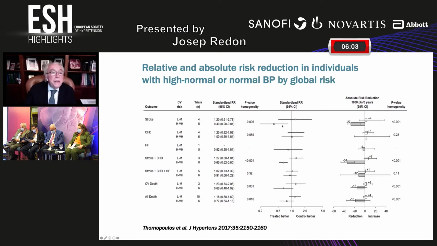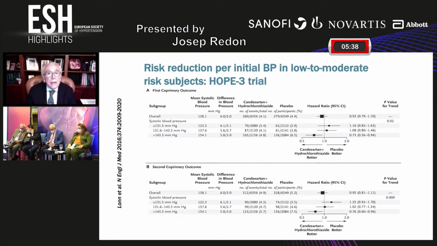And as you will see here, for stroke and for the combination of stroke and coronary heart disease, in those subjects with high or very high risk there will be some beneficial impact. This is what has been obtained with the trials that have been performed in the last 20 years.